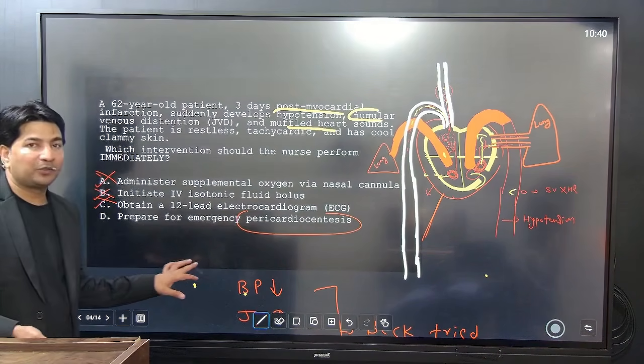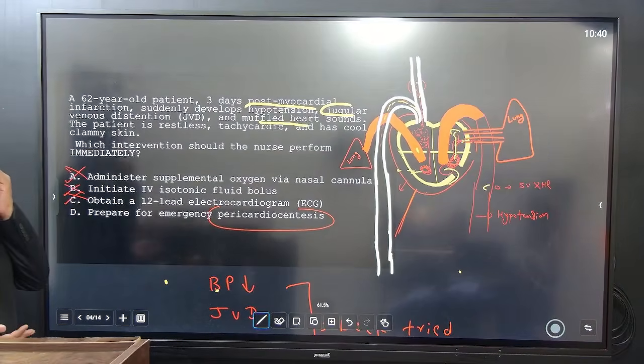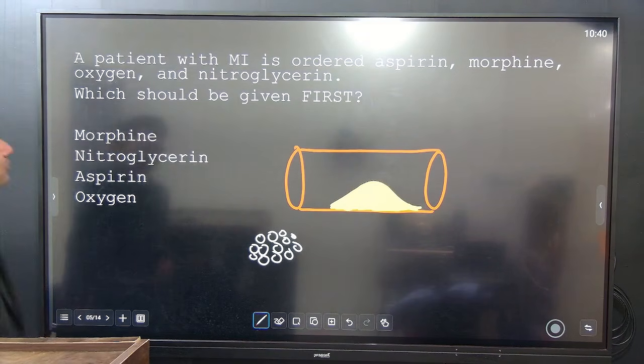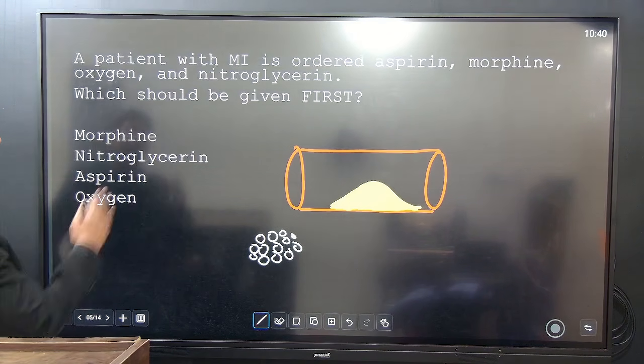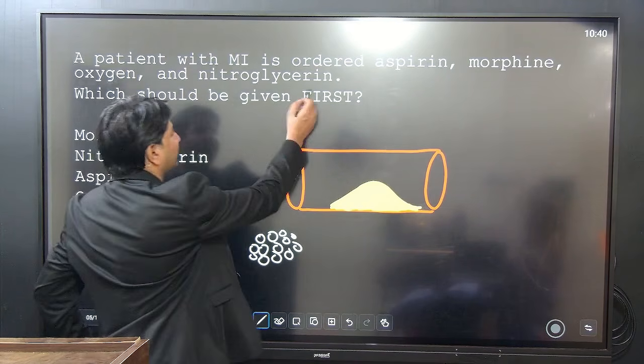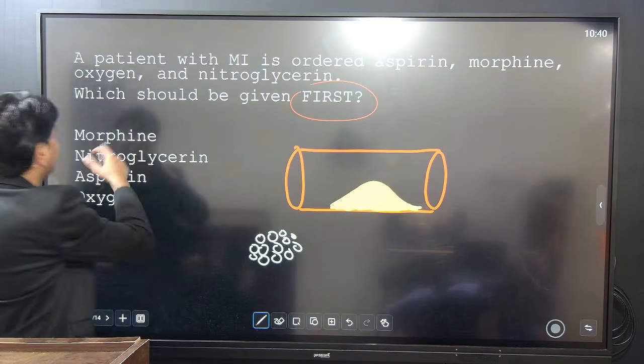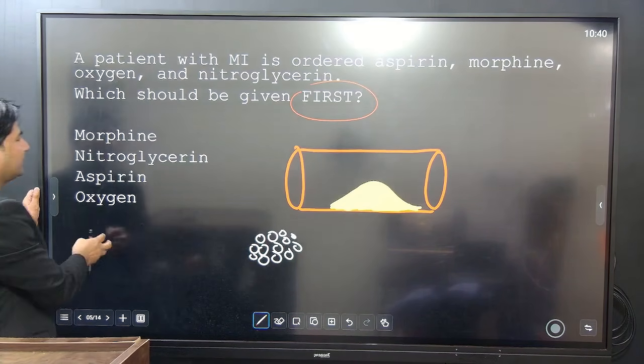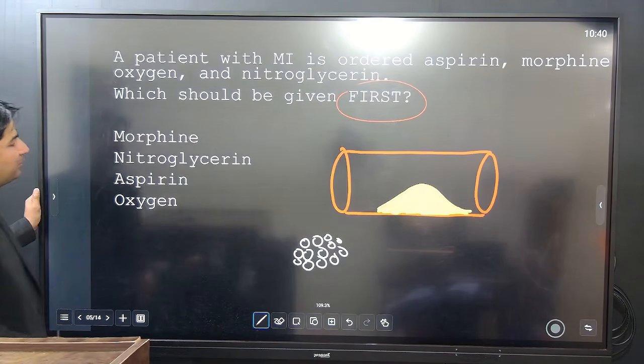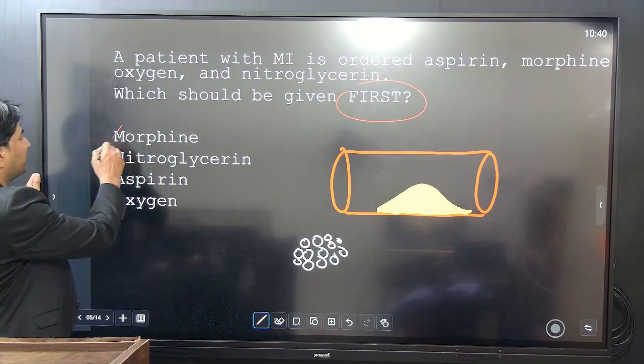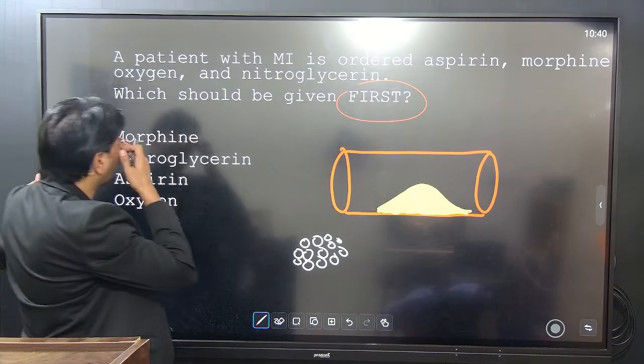Because we've started many classes in our online course on the website, a patient with an MI is ordered aspirin, morphine, oxygen, and nitroglycerin, which should be given first? Meaning, what will you give first? Out of all these, what's the first thing you'll give? Morphine? Morphine isn't given first. It's given later. It reduces anxiety and decreases preload, but it's not given at the start.